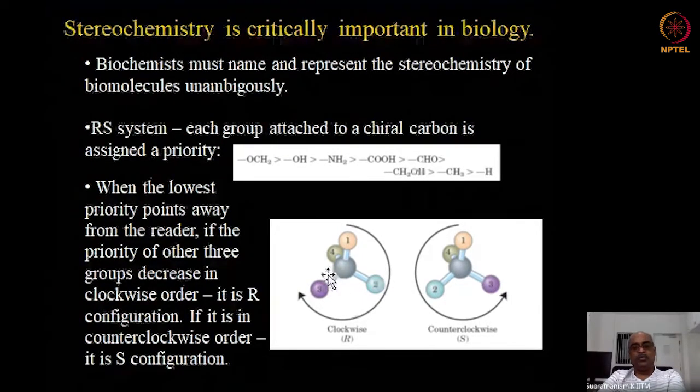When priority 4 faces away from you, and the other priorities decrease in a clockwise direction, 1, 2, 3, then this is R configuration. Instead, when the lowest priority group faces away from you and the other constituents decrease in priority in a counterclockwise way, as shown in this, then that is S configuration. So this is R configuration, this is S configuration. This is how chemists refer to specific configurations.